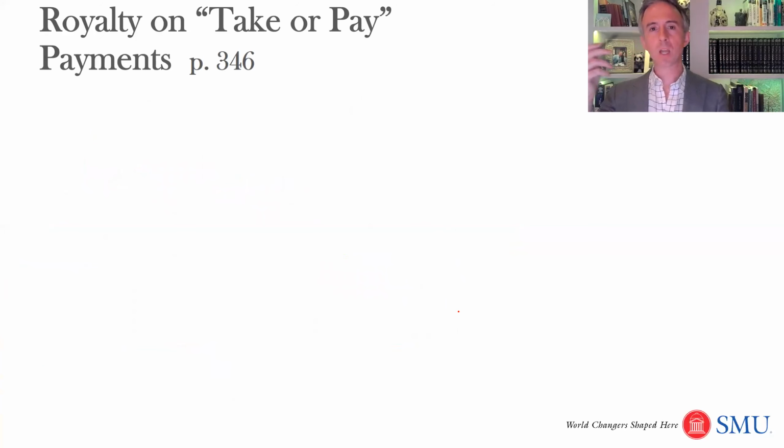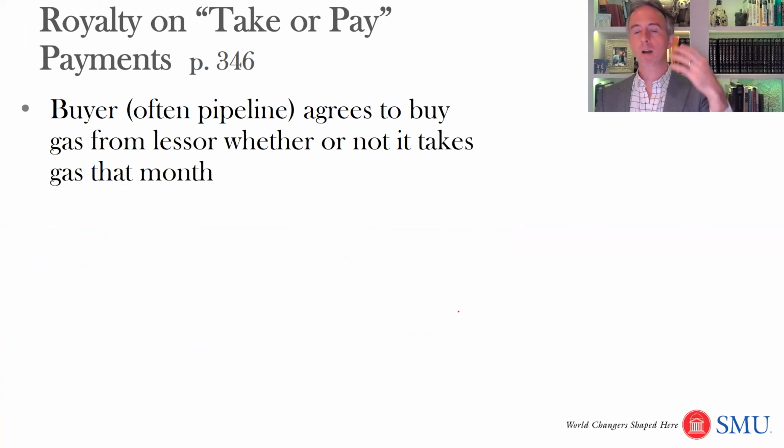All right. Another issue is sometimes there are payments that are made to oil and gas company producers, and it's not really clear if they're a royalty. That can lead to disputes, which I'll just preview, are described in your book. So, as an example, think about a take-or-pay payment. What a take-or-pay payment is: a buyer, in the past often a pipeline, says, I will buy gas from you, from an oil and gas company, whether or not I take gas that month.